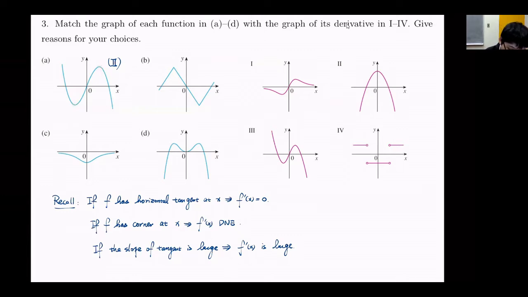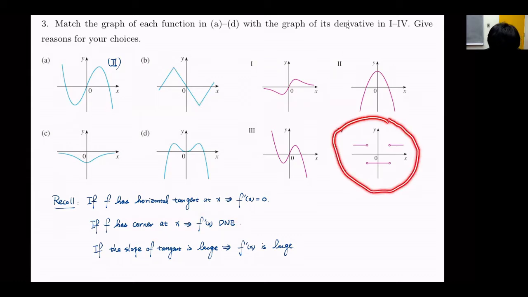Okay, so for part B, you could see that there are 2 corner points over here. Whenever we have corner points at x, f prime of x does not exist. All right, so then you see that only part 4 matches up the description. So you see that the derivative does not exist at these 2 points. And moreover, you can see that the slope of the tangent is kind of constant between these points. So as a result, the derivative of f of x is just horizontal over here. So for this graph in part B, it should be matched up with number 4.